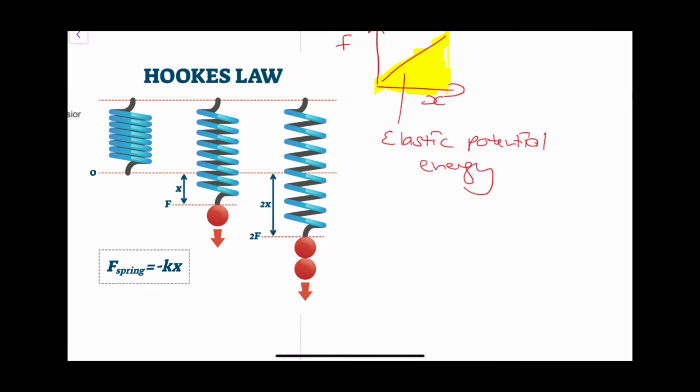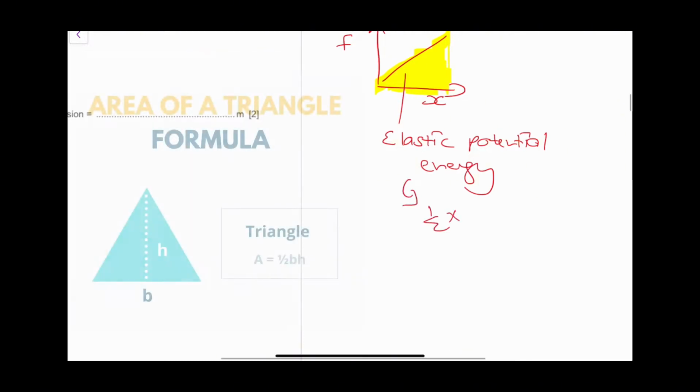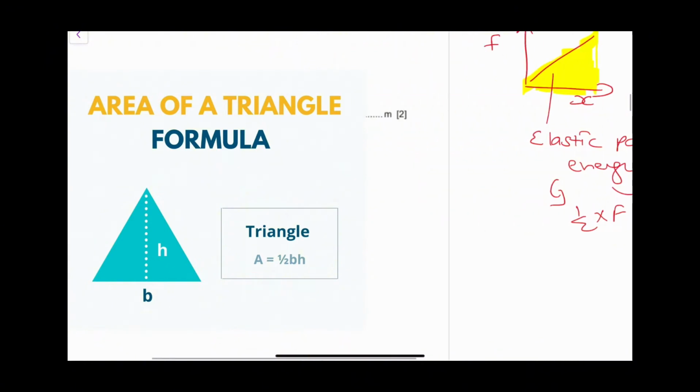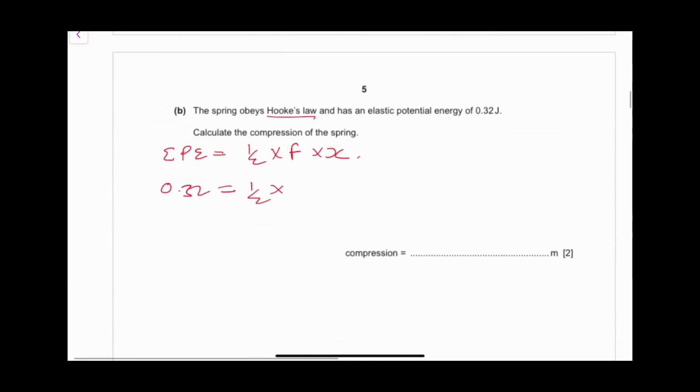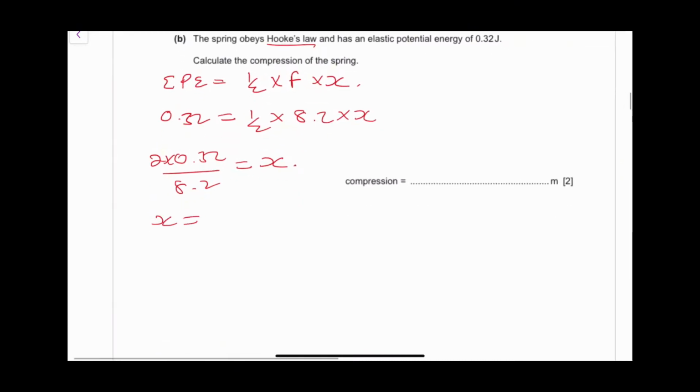But this is a triangle, remember, so the area would be half times F times x. So if I want to find the compression, I know that the elastic potential energy is equivalent to half times the force times the extension. The elastic potential energy is 0.32, and my force is 8.2. I want to find the value of x, so 2 times 0.32 divided by 8.2 is my value of x. So my value of x will be 0.078 meters.